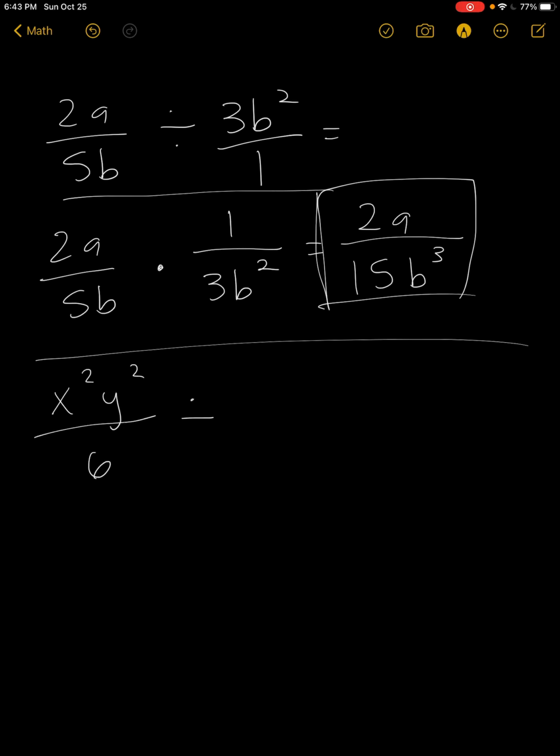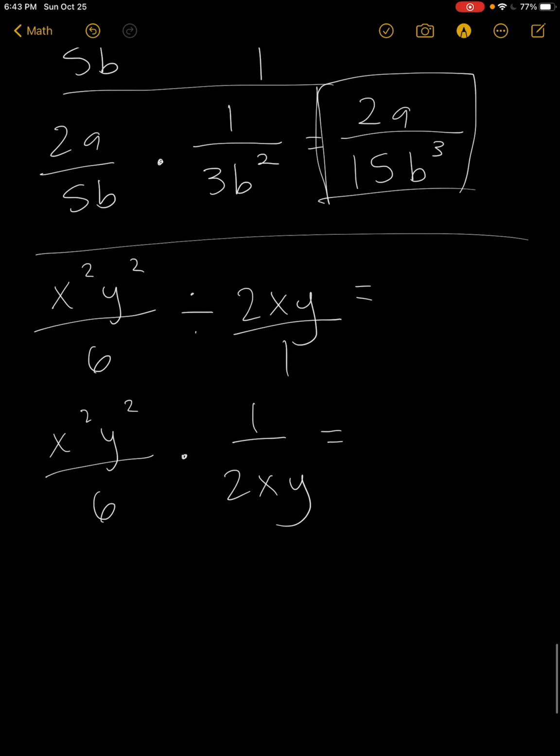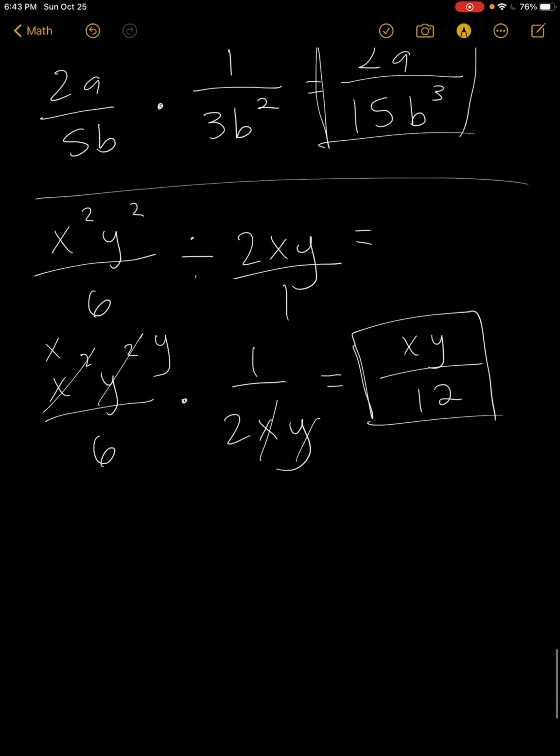Let's do this one. Okay, so another one of those tricky ones where it doesn't look like a fraction, but you can make it one. Okay, so then we rewrite it. Times 1 over 2xy. Then I'm going to simplify. X squared over x would just give me x. Y squared over y would just give me y. That's all I can simplify. So then it's just x times y times 1, or xy. 6 times 2 is 12.